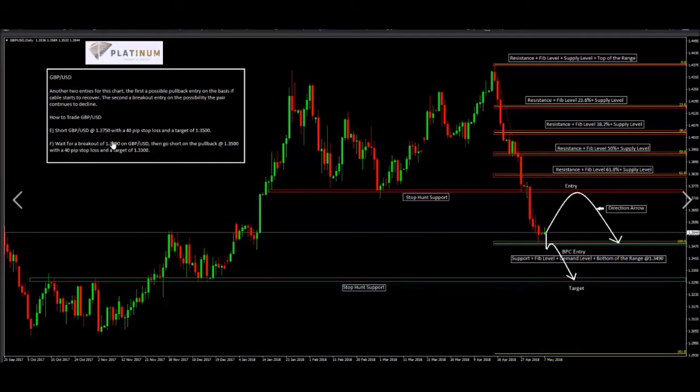The breakout level in question was 34.90. So we're looking for a breakout of 34.90 and to go short from there with a target of 3,300. Now in the end it obviously made us 190 pips, so it was a fantastic trade.